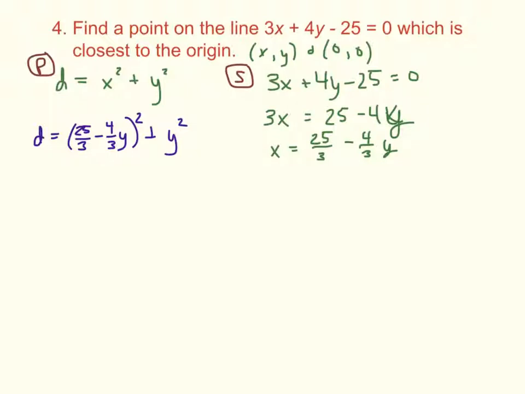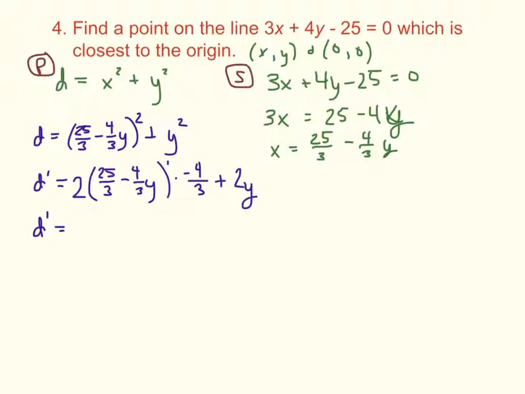So instead, I'm going to go ahead and take the derivative using the chain rule here. So I'm going to have 2, keep the inside, (25/3 - (4/3)y) to the first power, times the derivative of the inside, which would be -4/3, plus the derivative of y squared, which would be 2y. All right, so I'm going to clean this up. D prime = -8/3 times (25/3 - (4/3)y) + 2y.